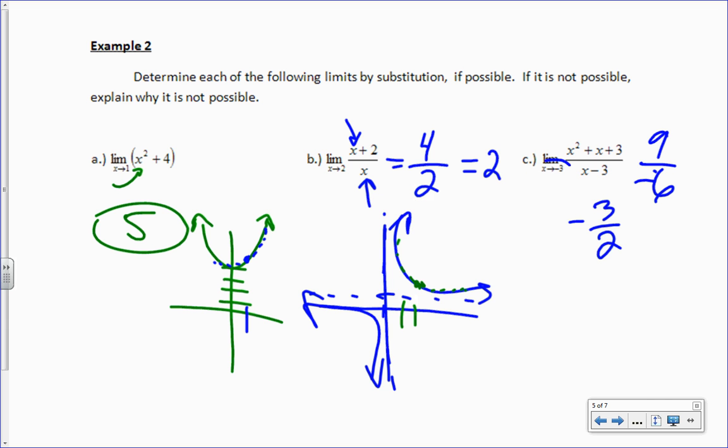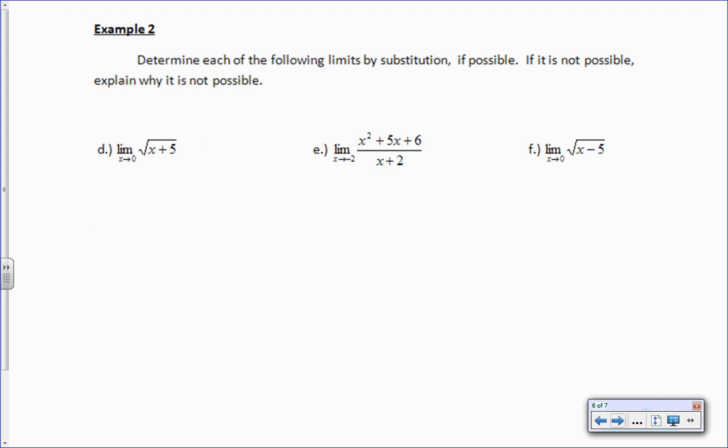And that's because at the value I asked you about, there were no problems. There were no asymptotes there. And I can show you this sketch if you want. How about D? Can you substitute? The limit as x approaches 0, so can I just put 0 in to the function and get a response? Yeah, what do you get as a response? Square root of 5.